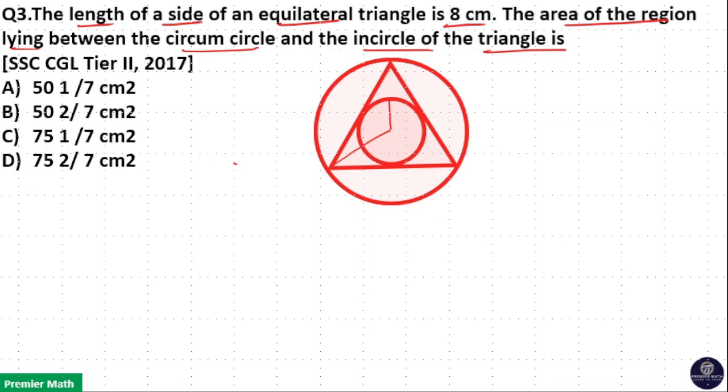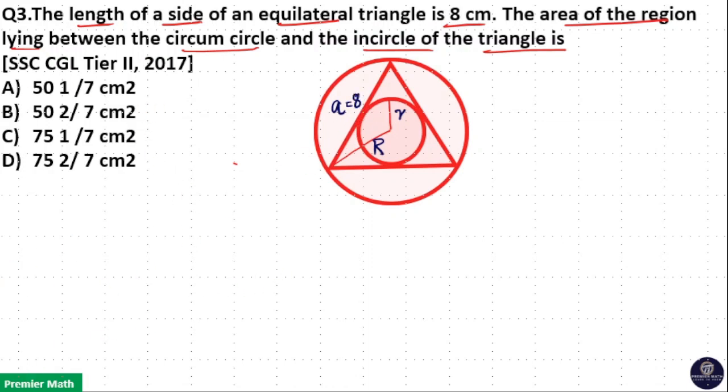Here, this is the equilateral triangle and the inner circle radius is small letter r, and the outer circle, that is the circumcircle, radius is capital letter R. And here the equilateral triangle side is A. If I consider it as A, here A is equal to 8 cm.